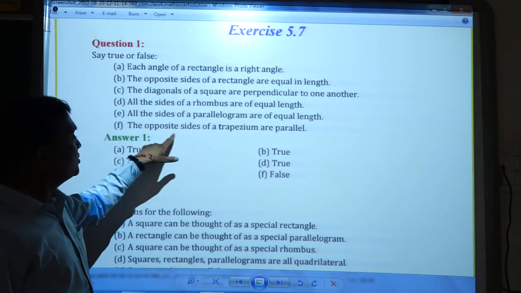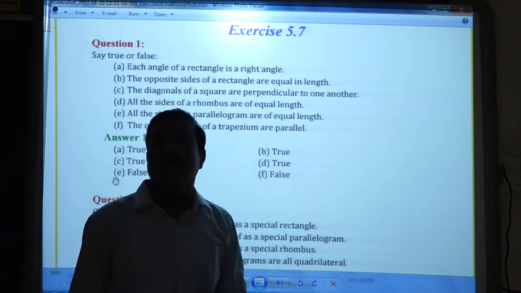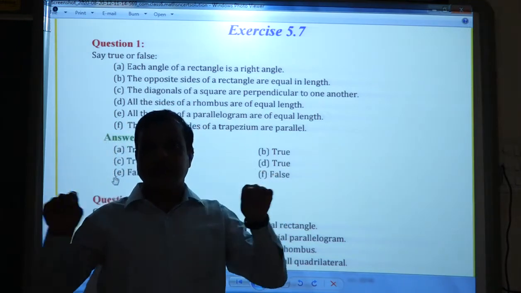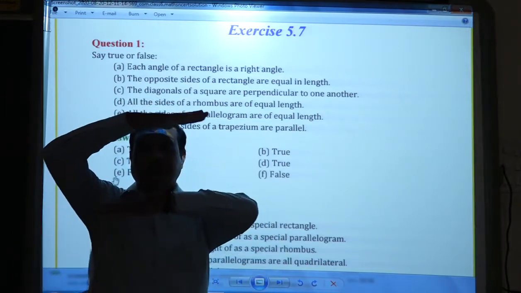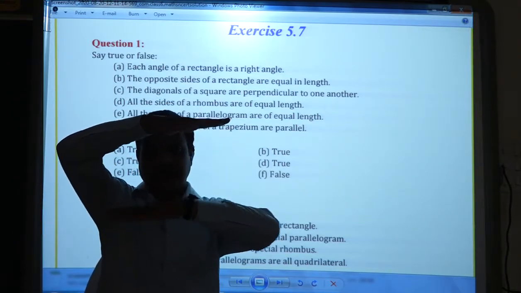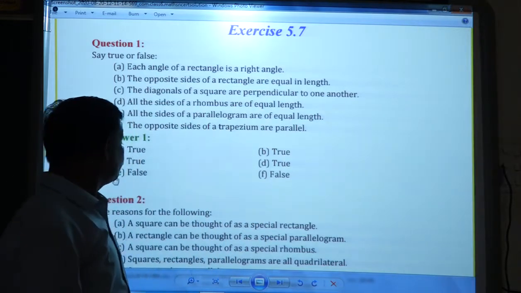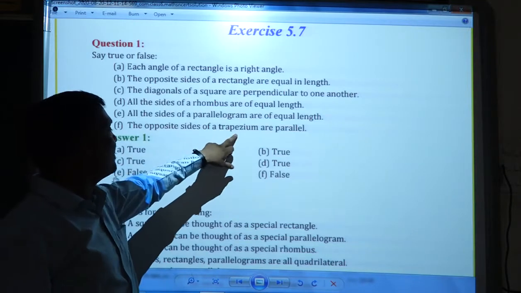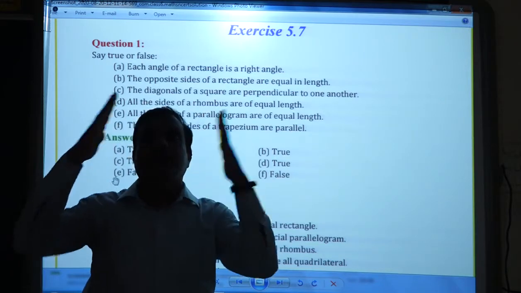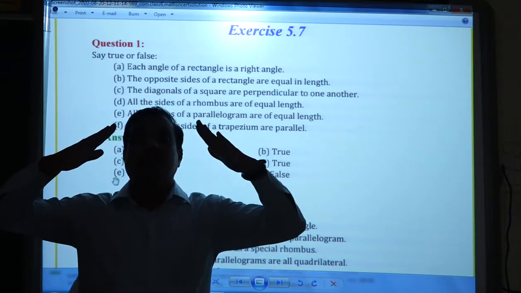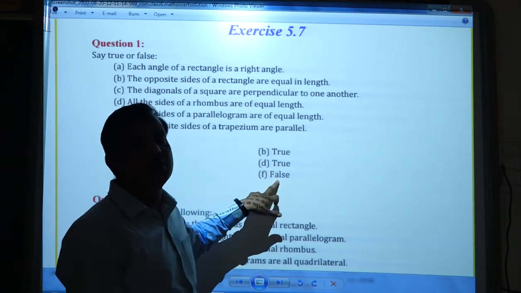Next: the opposite sides of a trapezium are parallel. A trapezium is another quadrilateral having four sides; the upper side is smaller, and it looks like this. We saw this when I explained the chapter. In a trapezium only two sides, the upper one and the lower one, are parallel. The other two are slanted, so we cannot say all sides are parallel. So again it is false.